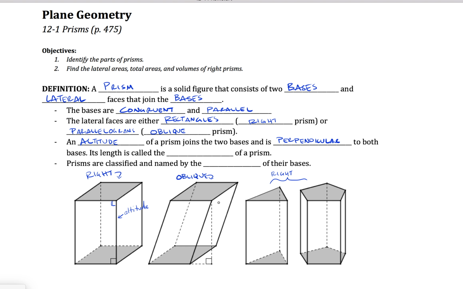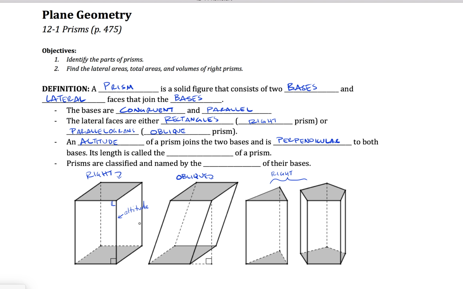Now in an oblique prism it gets a little hairy. Sometimes we end up seeing altitudes drawn outside the prism like I have right here. But like I said, we're not going to be messing with oblique prisms too much, so we can think of the altitudes of these right prisms as one of these edges along these lateral faces.